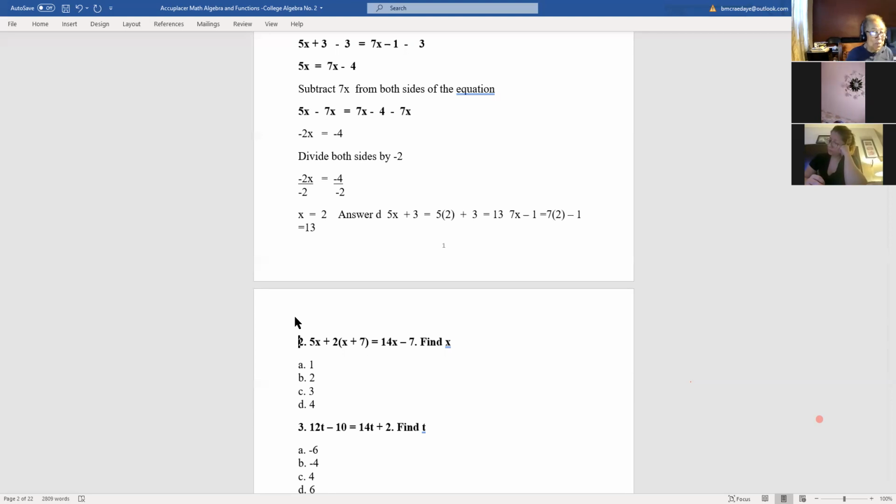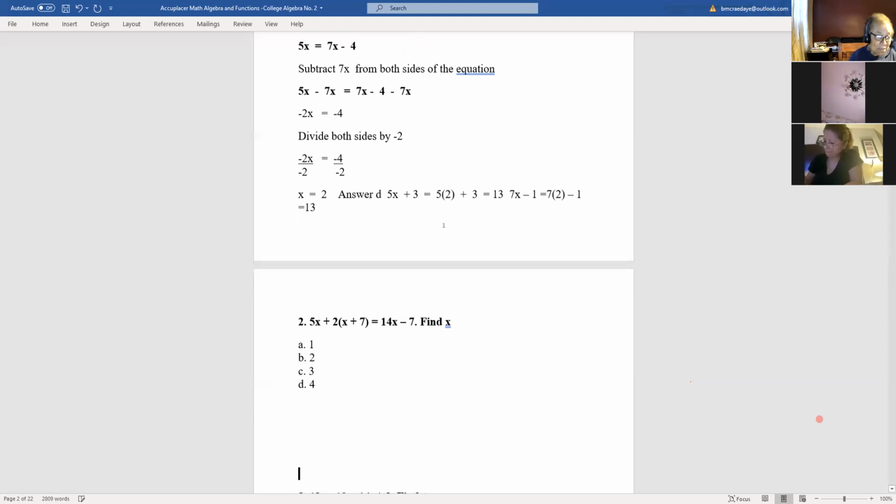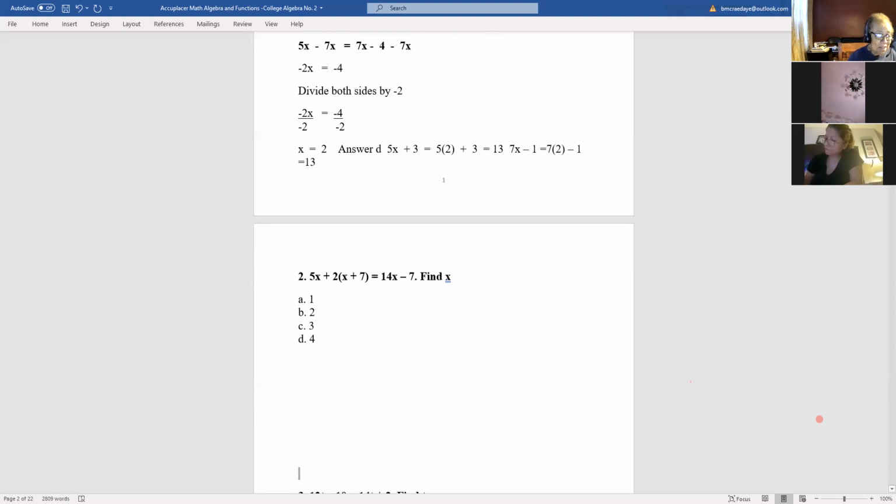What did you get for your answer for number 2? I said A. Are you guessing or did you figure it out? No, I did it, but I don't know if I did it right.